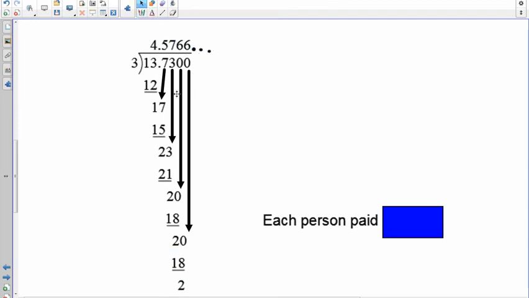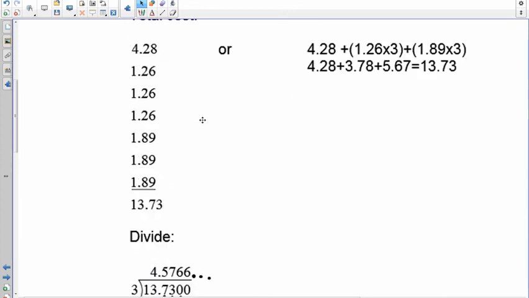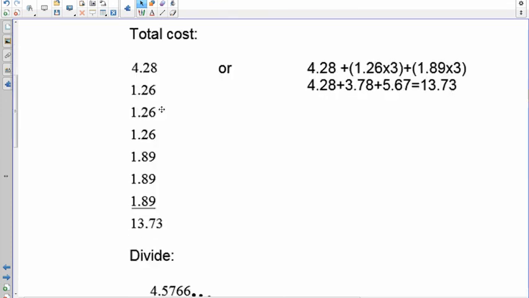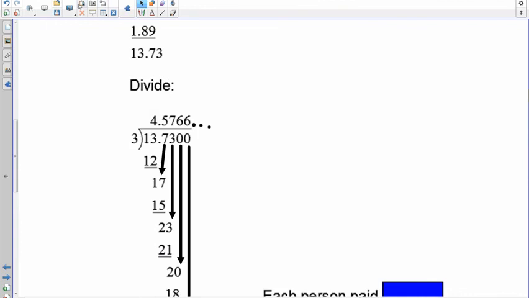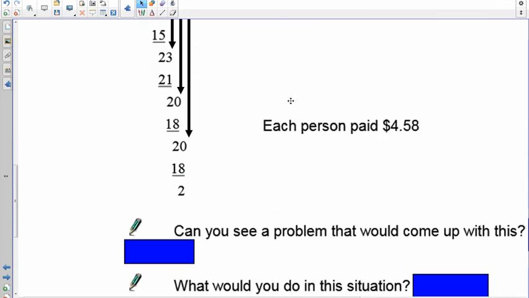Now, it says here that I've got a 13.73. We're working in money. Now, money always has 2 decimal places, as you can see. So I've got to round this number off. My final quotient, which is the answer to a divide question, I've got to round it off to 2 decimal places. Now, this 6 is 5 or greater, so that 7 has got to increase. So you have 4.58 in this case. So in this case, each person paid $4.58.